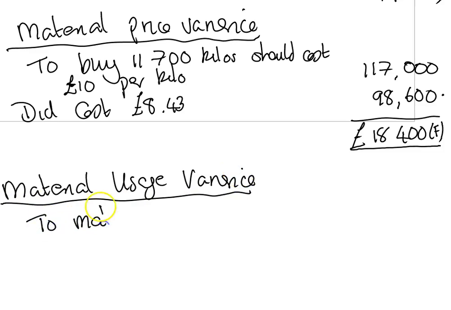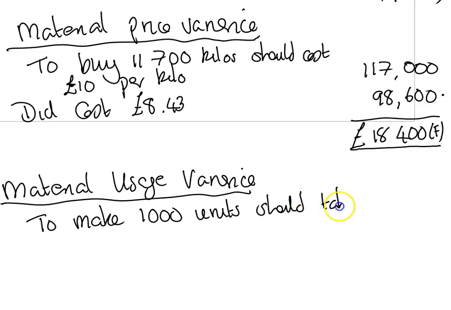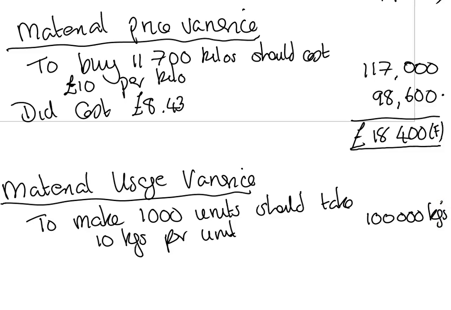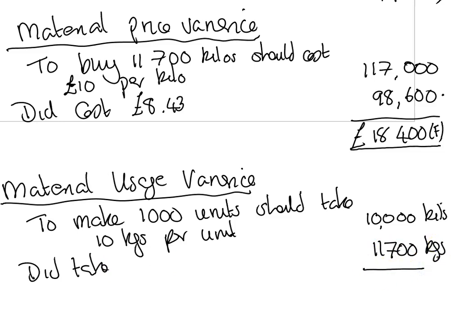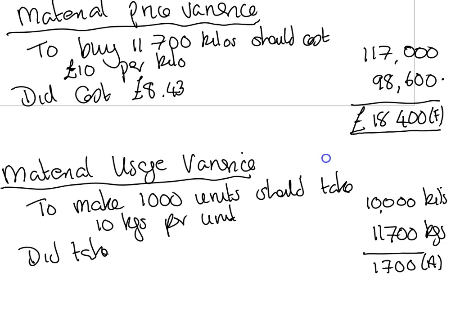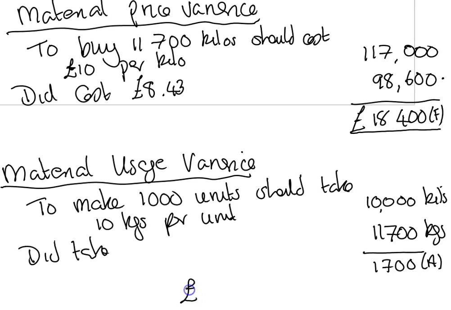To make 10,000 units should take 10 kilos per unit, 10,000 kilos. Did take 11,700 kilos, and there in kilos we've got an adverse variance of 1,700 adverse, and that's in kilos. What we have to do to get it into a monetary form is to multiply by our standard price of £10 per kilo, and that will give us 17,000 adverse.